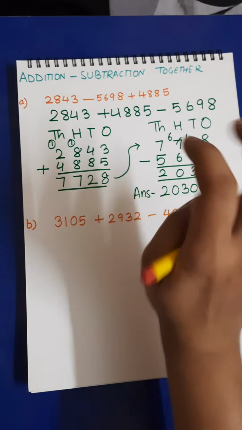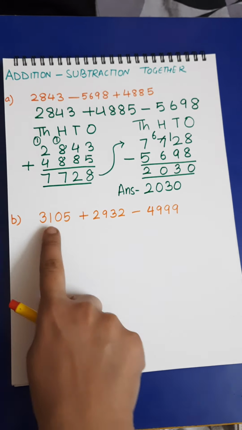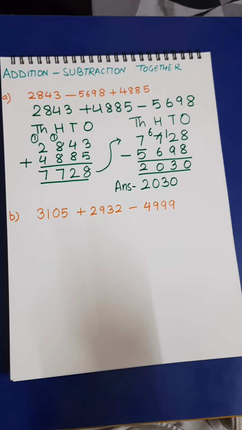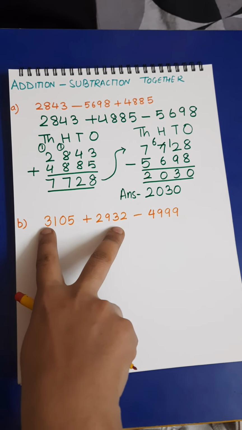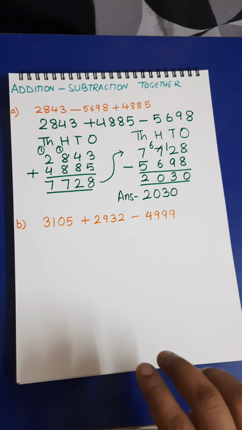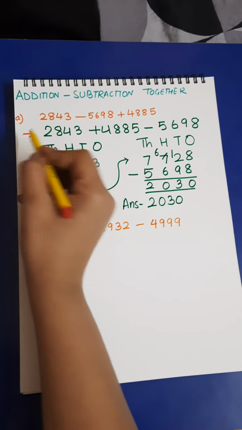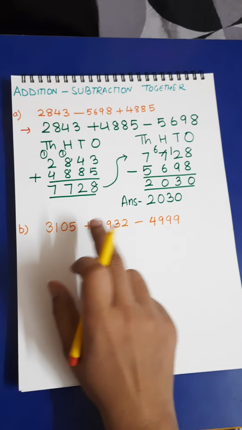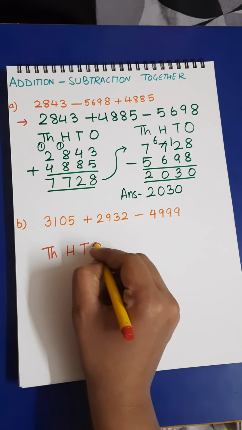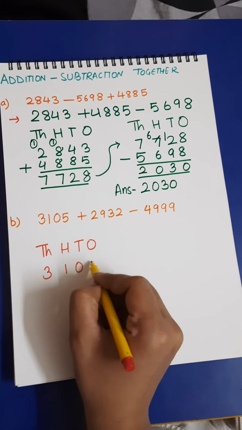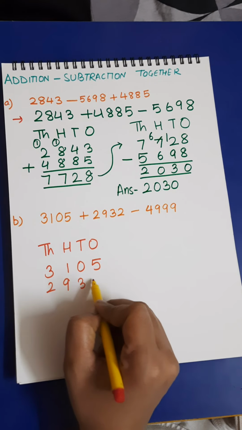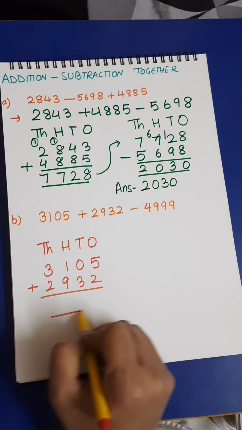I'll do one more question for you so that there is absolute clarity about such types of questions. Here the minus was in between. Now if you see, it is already arranged in the manner that we wanted: both the numbers are for addition, and then we have subtraction. So no need for this step. It is already arranged, so we will directly solve it. We have over here the addends, 2932, put a plus sign.